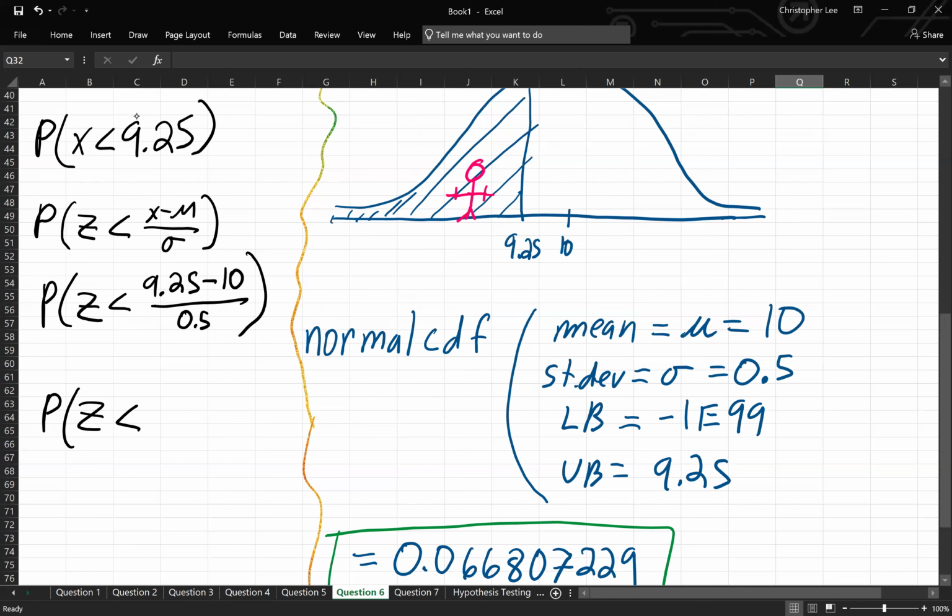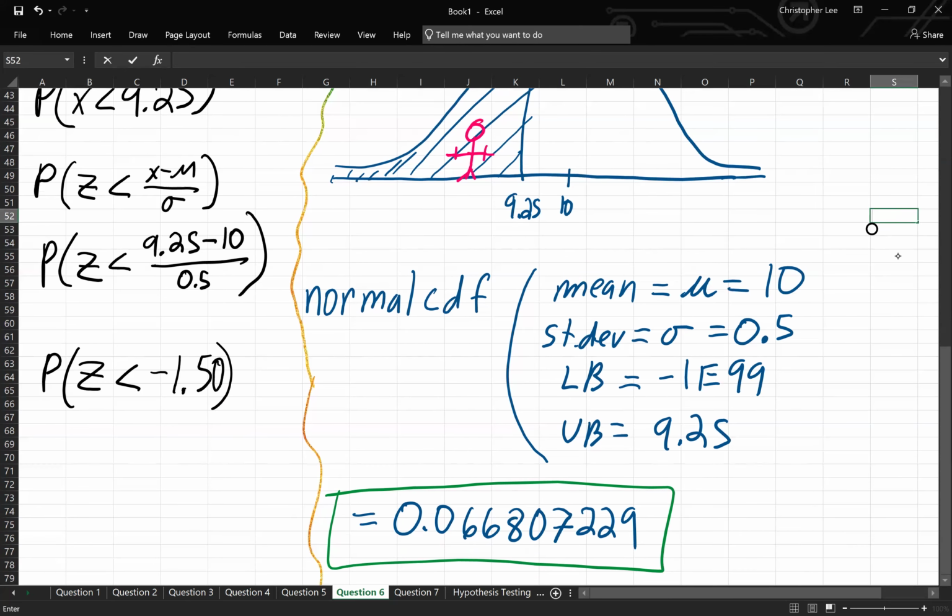Maybe 1.5. Negative 1.5. That could be right. I might be bugging. I thought it was something else. Let me see. Yeah. Negative 1.50. That's it.